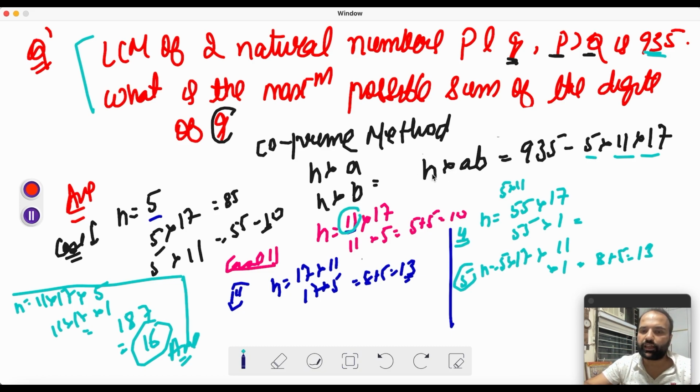Now we have started taking different possibilities for H. So we can take H as first 5, then 11 and 17, and then we can take two-digit values. We can take H as 11 into 5, 11 into 17, 5 into 17, and that's how we need to find it. But we always have to remember that P is greater than Q. This makes our question very, very easy. When P is greater than Q, you need not focus on P, you just have to focus on Q. So get the sum of Q and add it up, and you will find this answer.